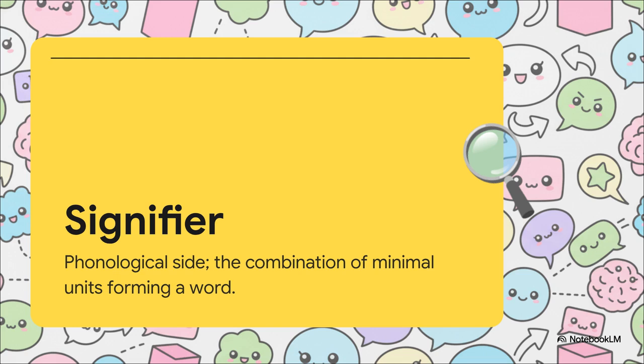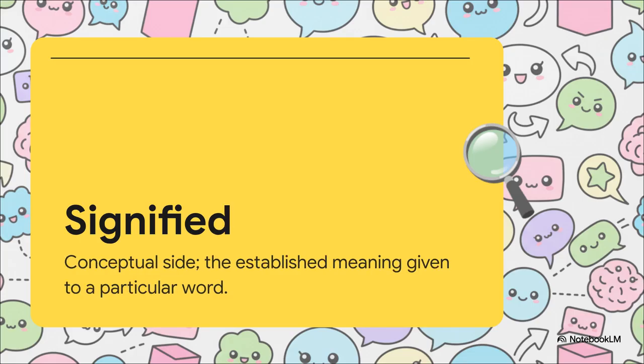Think of this as the phonological expression, the literal sound image we produce when we speak. So, for example, the combination of the phonemes t plus r plus a long e forms the word tree. It is the physical or acoustic medium of the sign itself. Right across from that, and inextricably linked to it, is the signified. This is the conceptual side. It's the established meaning, or the mental picture shared by speakers of the language.